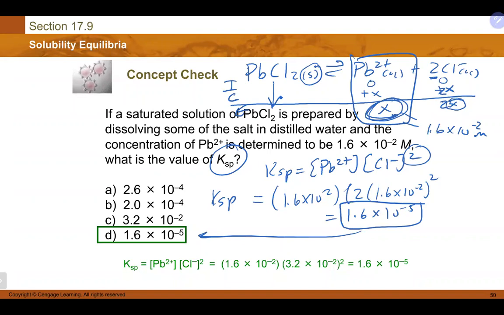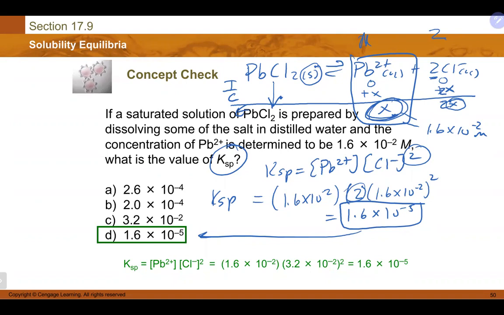So you can use the ice table to help you figure out how things are. Do you really need an ice table on this one? You don't, if you understand molarity and how it works. This is again a 1 to 2 relationship, so that's really why we are multiplying by 2 here. It's the same idea as we talked about with molarity of ions. Any questions on that one there?